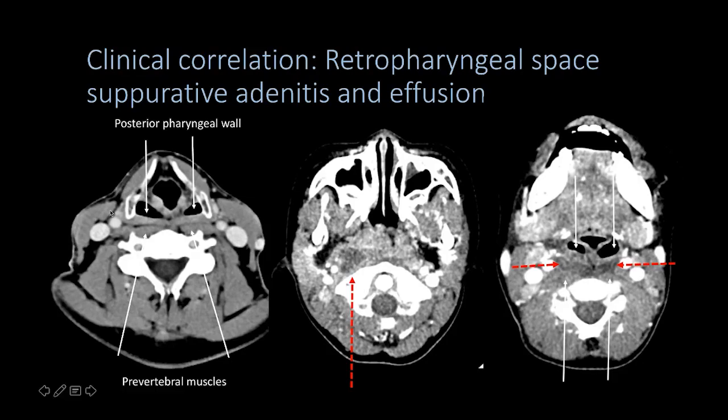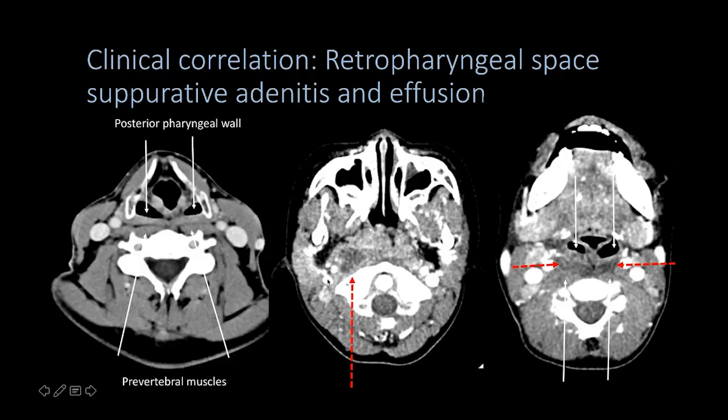So this is a normal example. Here we see the posterior pharyngeal wall, and in between it, this thin fat stripe of our retropharyngeal space, and that's located in front of these two prevertebral muscles, which are right in front of the vertebral body. So in this patient, we have a suppurative retropharyngeal lymph node. It's low density and enlarged.